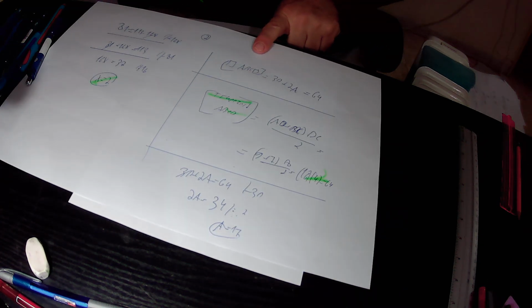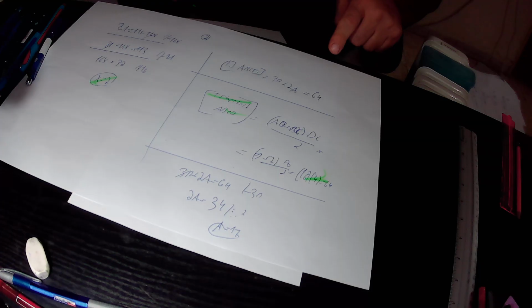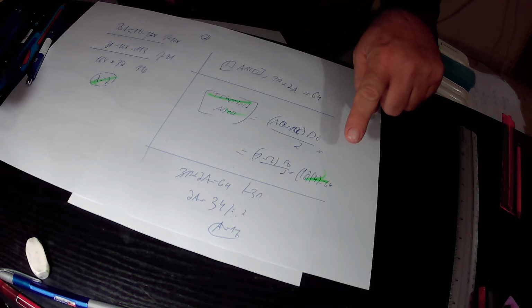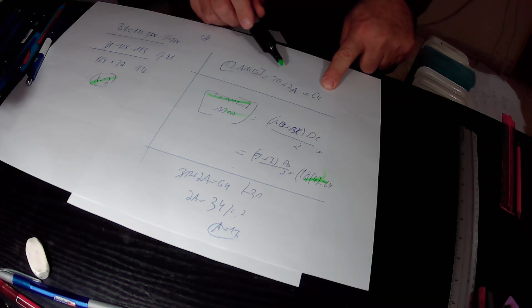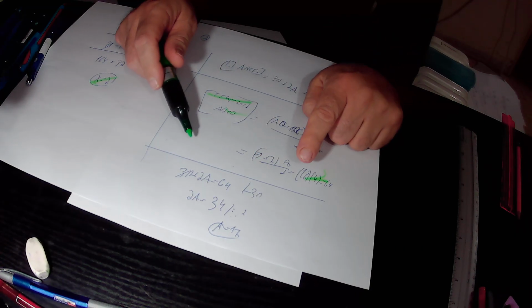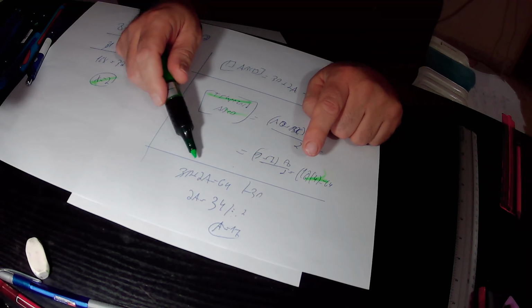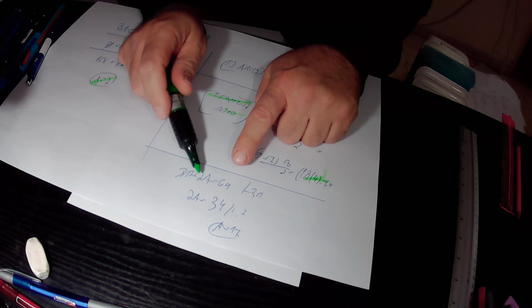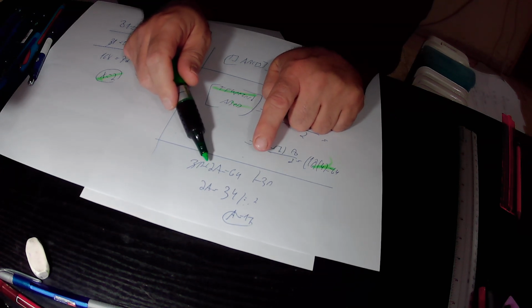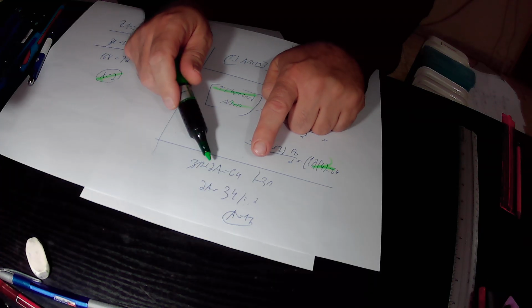But we already found out that the area of the same quadrilateral ABCD equals 30 plus 2A. And we just found out that it equals 64. So we found out that 30 plus 2A equals 64. Here we subtract 30 from this equation, so the 30 gets cancelled, and we have 2A, and on the other side of the equation we have 64 minus 30 is 34. So 2A equals 34. Here we divide this equation by 2, and we find that A equals 34 over 2, which is 17.